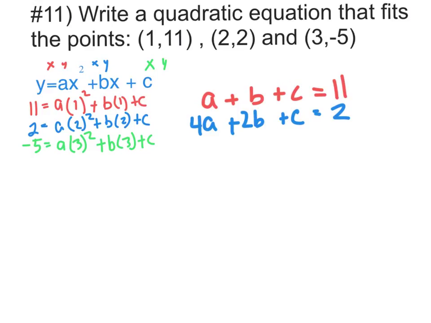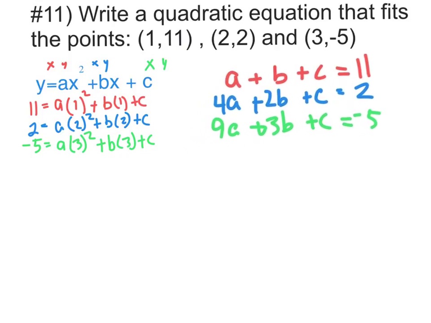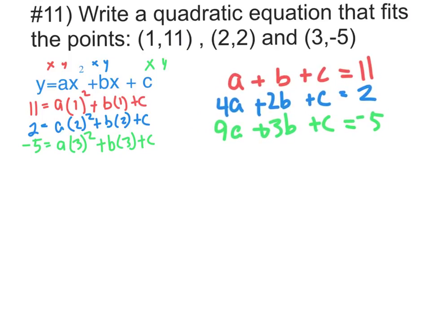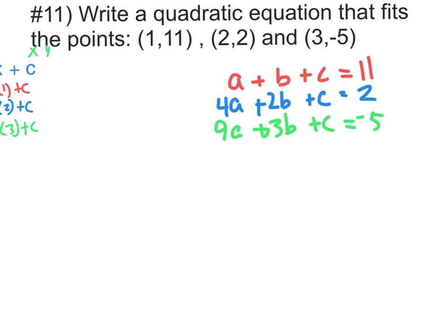And the last one, that -5, I'm going to move over to the right side, and my equation will be 9a + 3b + c = -5. Okay, so this is a 3 by 3 system that we need to solve. So let me move this to the side and move this over.